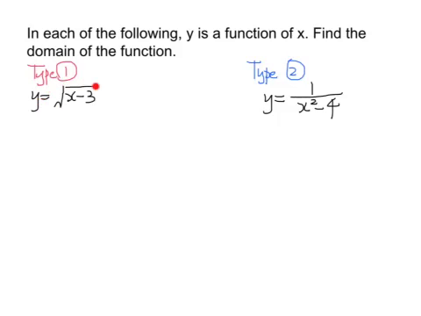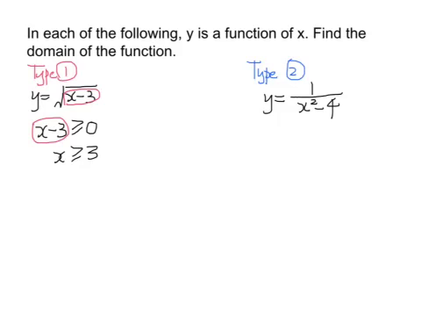For this type 1 question, in this sense we have a square root. In here we know that x minus 3 has to be greater than or equal to 0. Why? Because inside this square root, it cannot be less than 0. Otherwise, you get an error, right? So this whole thing has to be greater than or equal to 0, and therefore x is this.